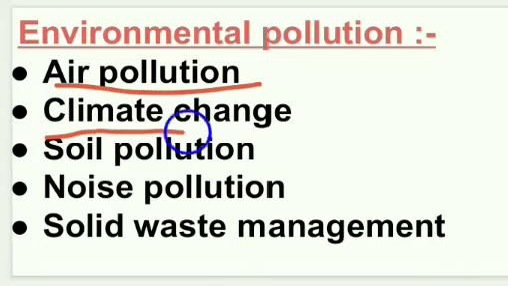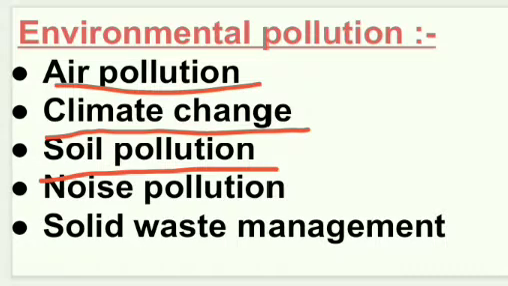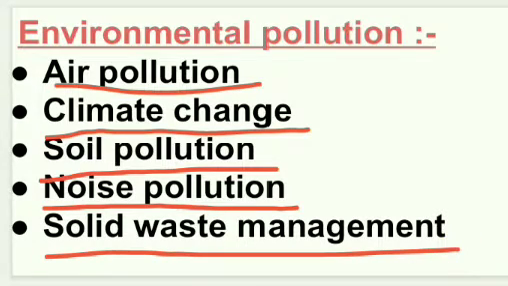Second point is climate change, in which we are going to discuss what is meant by climate change and what are the impacts of climate change. Third point is soil pollution, in which we will discuss what is meant by soil pollution, its sources and effects. And the next point is noise pollution, in which we will discuss sources and effects of noise pollution. And the last point is solid waste management, in which we will discuss the sources of solid waste, the management of solid waste, and the effects of solid waste pollution. So this is all about the second lesson.